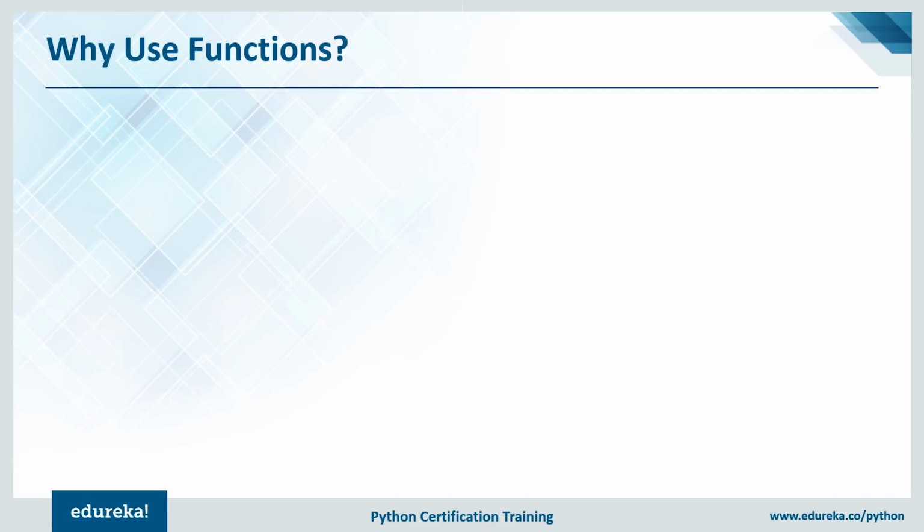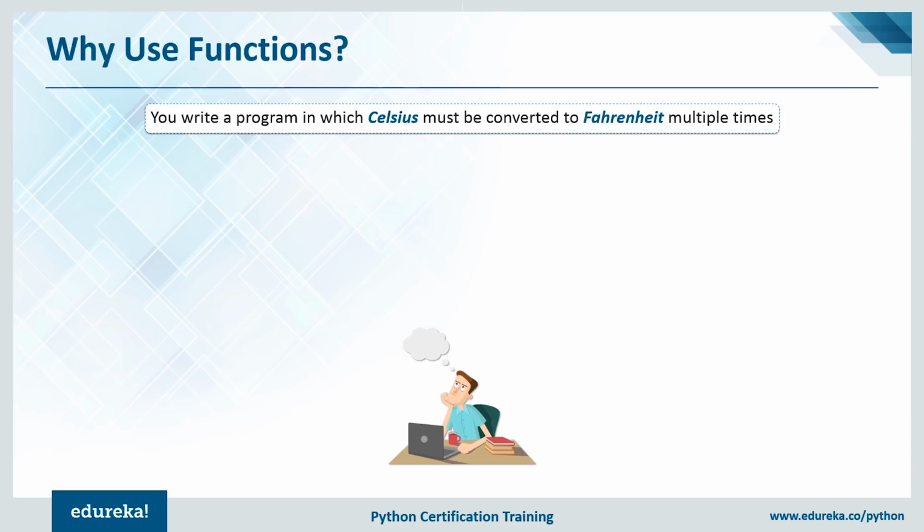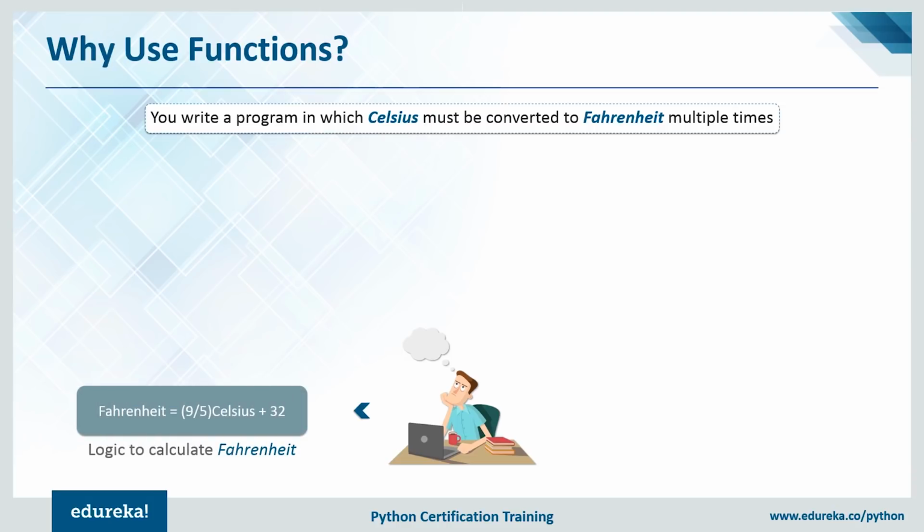So guys, here I have for you a really simple use case. Consider this program, right? Let's say you write a program in which you input a Celsius number, a temperature of course, and this must be converted into Fahrenheit multiple number of times. What would you do? We first obviously start with the logic, right? So Fahrenheit is equal to 9 by 5 into the particular Celsius number plus 32. So this is the logic to calculate for Fahrenheit.